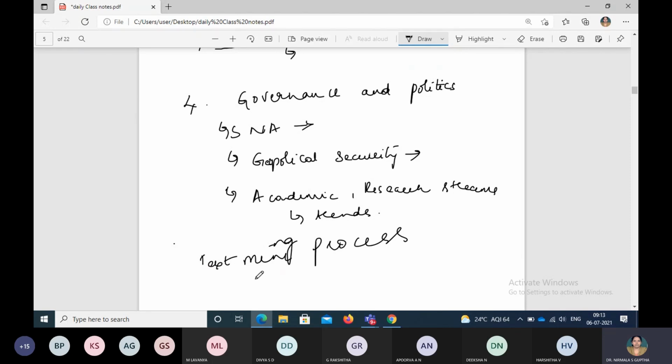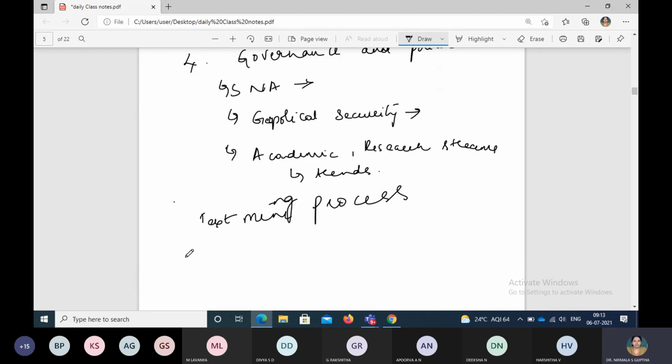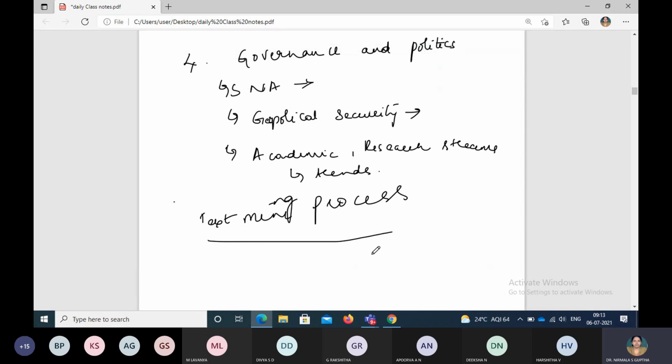Text mining process. We are going to discuss the text mining process as the first topic today. When I say text mining as a process, it is a very much emerging, rapidly evolving area of research, so we need to understand that.